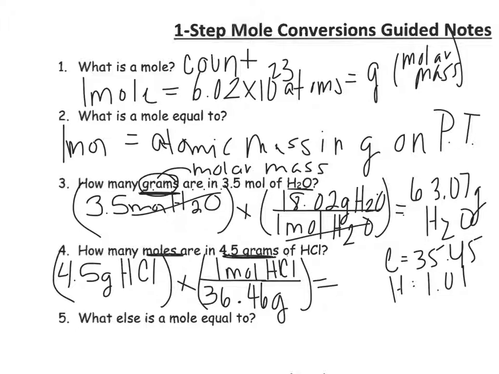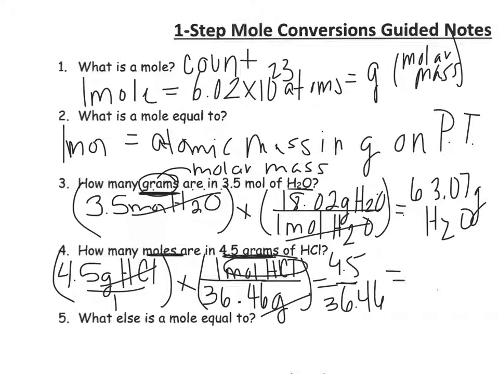Okay, so I can get rid of a unit on top for a unit on bottom, and I'm left with that. So I'm going to multiply all the way across, which is 4.5, and then all the way across the bottom. Technically this is over 1, right? Which is 36.46. And I'm going to divide out those two numbers, and I get 1.